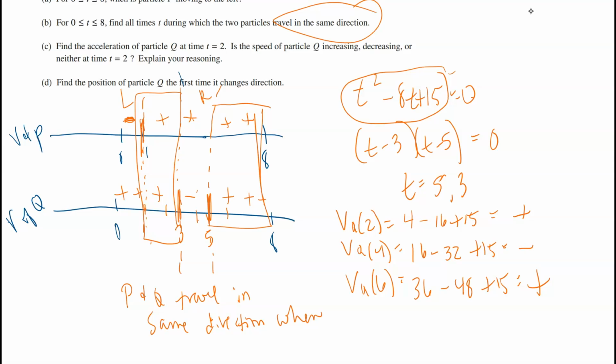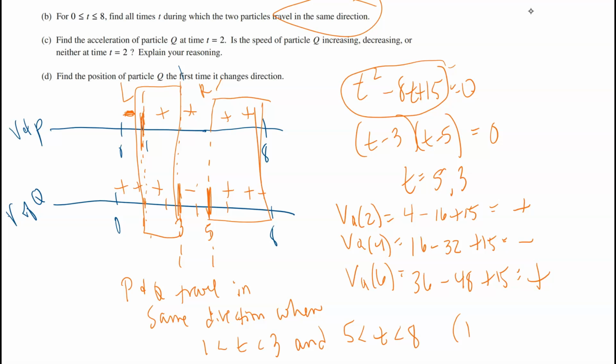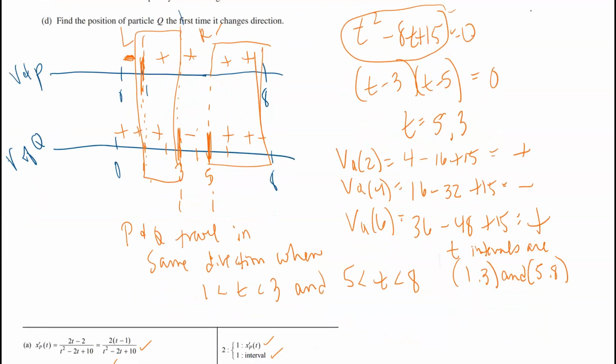When, and then I would just do the intervals. Let's see, what was that? That was 1 and 3. So 1 less than t less than 3, and 5 less than t less than 8. If you want to do intervals, you can. Make sure you use parentheses though. And if you do that, I would actually write when t intervals are. Try to be specific when you're giving interval notation. Something like that, okay?